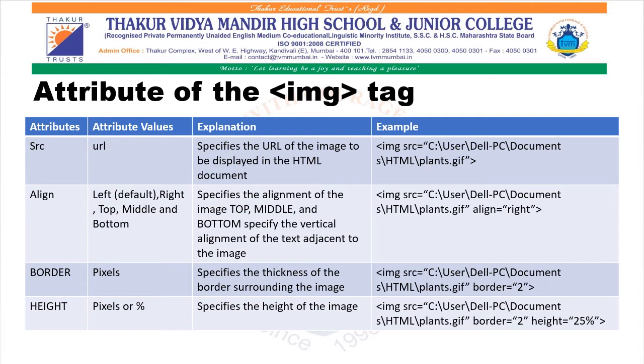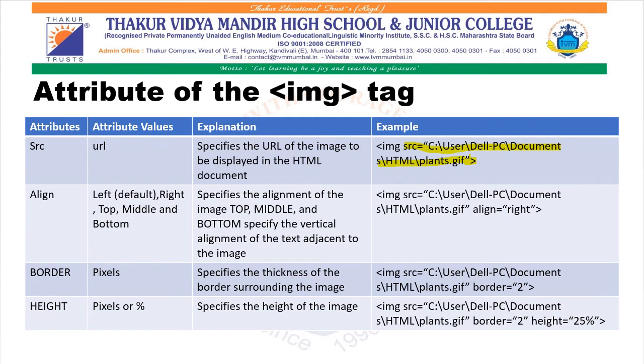As you can see in the example here, the source, that is src, equals the URL where the particular image is stored in the system. So here you can see the URL where you will find the image plants.gif. Now the second attribute is align. The value you place here is the position where you want this image on the screen. It can be right, left, top, middle and bottom.